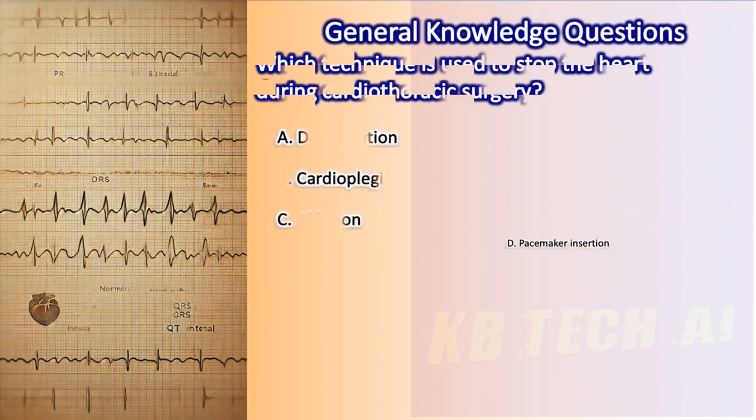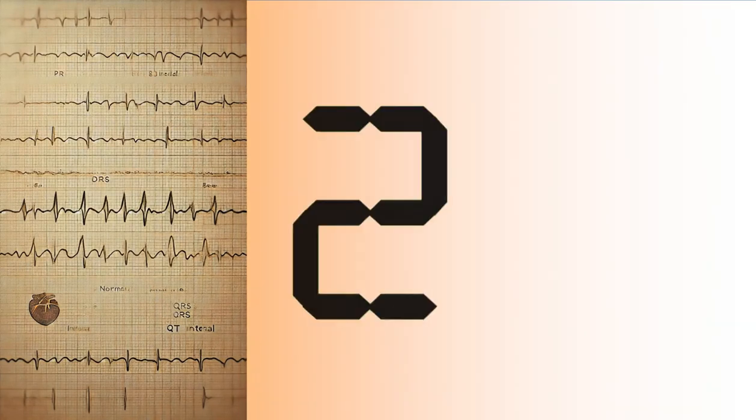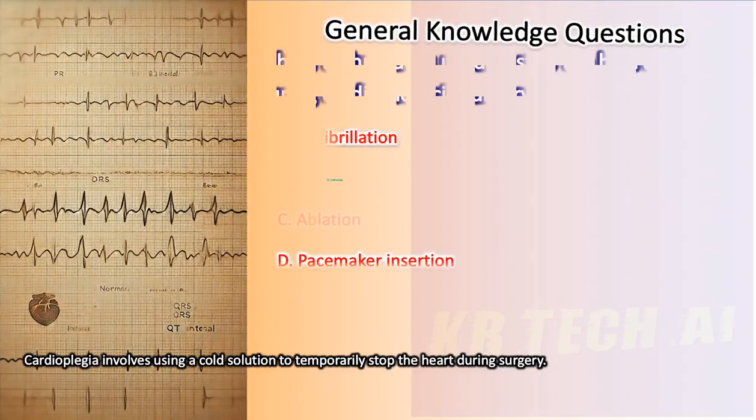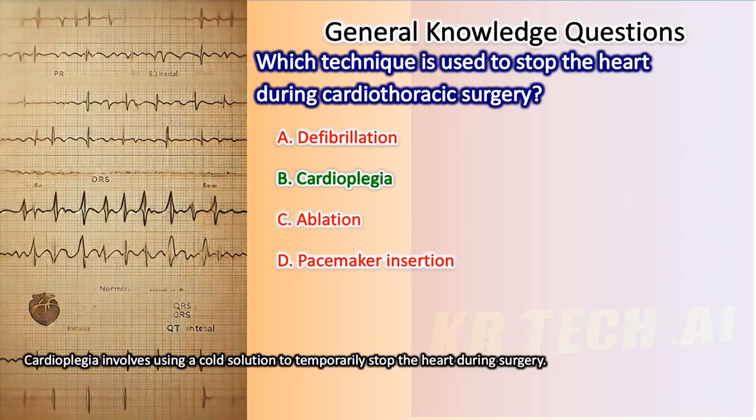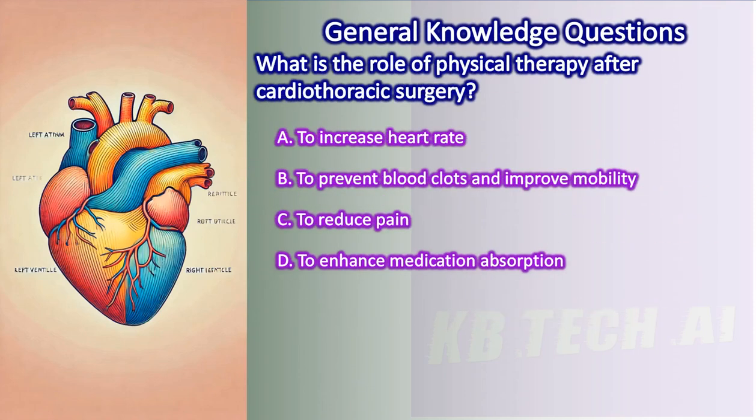Which technique is used to stop the heart during cardiothoracic surgery? Option 1. Defibrillation. Option 2. Cardioplegia. Option 3. Ablation. Option 4. Pacemaker insertion. The answer is Option 2. Cardioplegia.